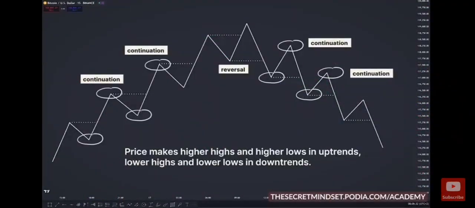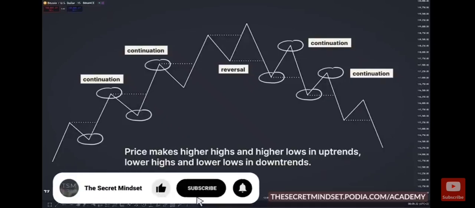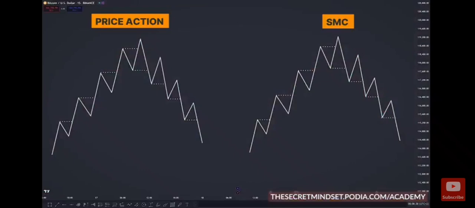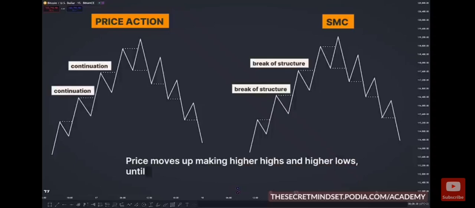Smart money concepts named this process differently, but look at the same thing: price breaking its previous rhythm. This chart perfectly shows how price action and smart money concepts describe the same market behaviors with different names. Price moves up, making higher highs and higher lows until a key point where structure breaks.